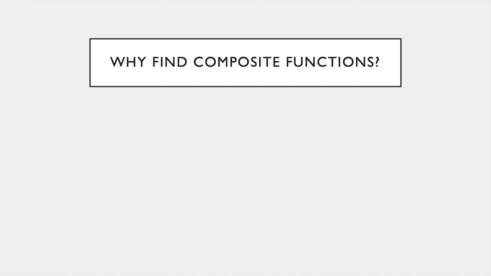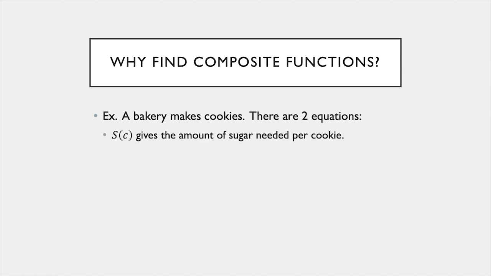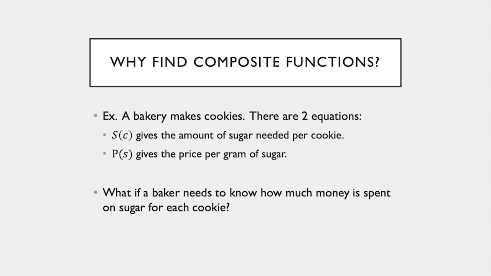So why are we finding composite functions? Let's say we have a bakery that makes cookies. We're given two equations. One, S of C, gives the amount of sugar needed per cookie. Another equation, P of S, gives the price per gram of sugar. What if the baker needs to know how much money is spent on sugar for each cookie? We'll want to use composite functions.